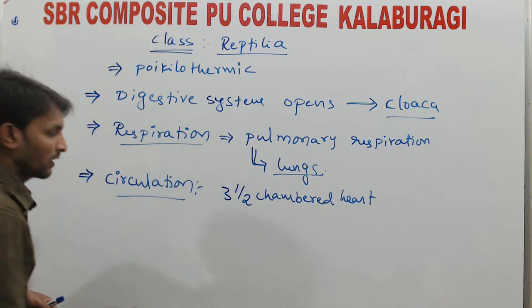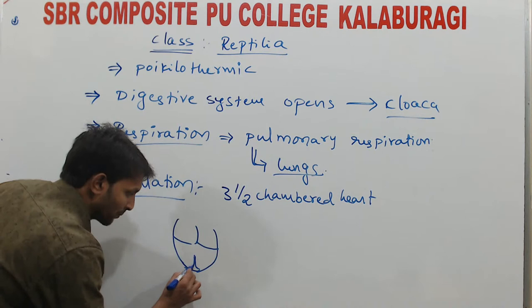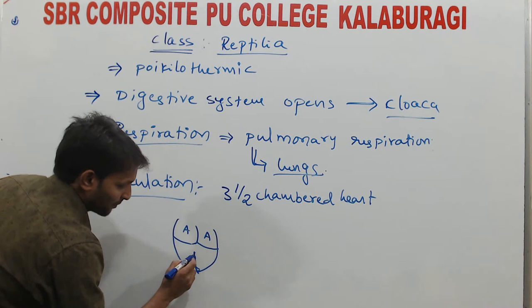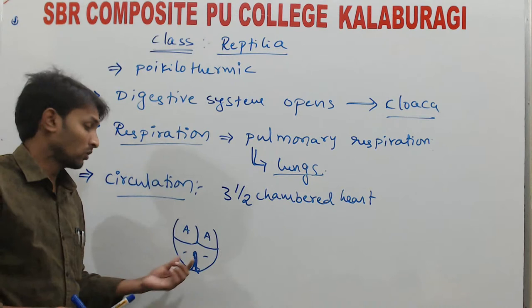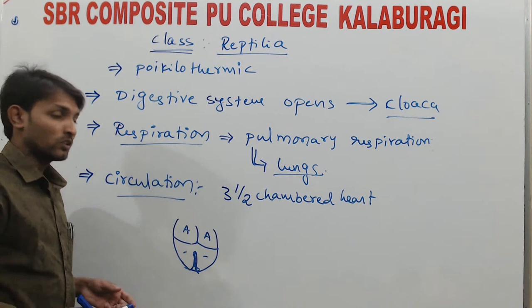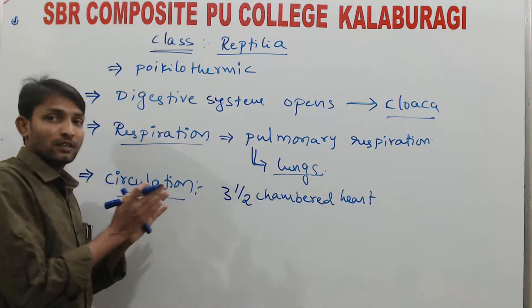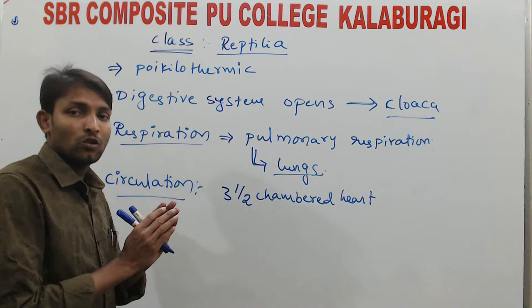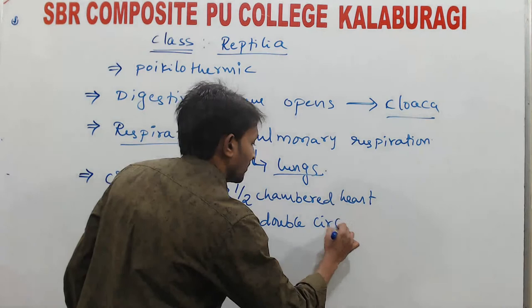In the diagrammatic representation, you can see the auricles, the upper chambers, are well separated. In the lower chamber, the septum is not completely separating one chamber from the other. So still it is a 3-chambered heart, but sometimes we consider it 3.5 chambers. The lower chamber is not completely separated into two halves. In such a condition, you can find incomplete double circulation. So we can say 3-chambered or 3.5 chambers, but remember, 2 auricles. The lower one is still a ventricle, not completely separated. Here also the circulation is incomplete double circulation.